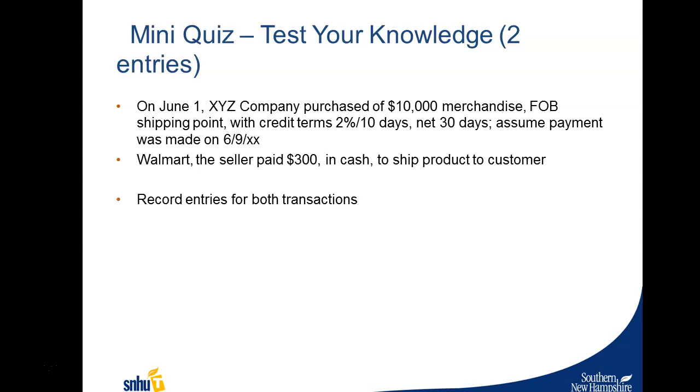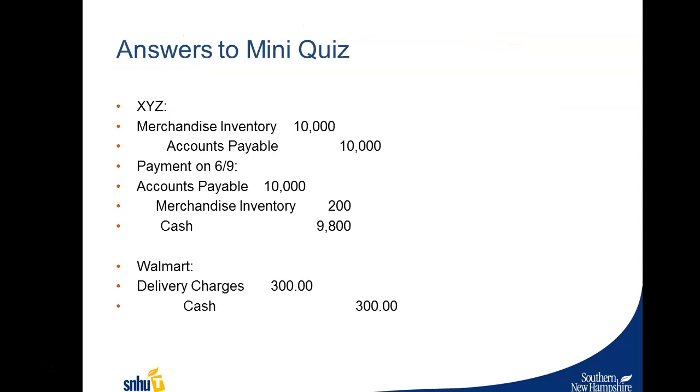Well, first you want to record your merchandise inventory, and you record an increase in your payable because you're not paying it. When you make the payment, however, you're going to remove your payable, remove the amount of cash that's in your bank account, and the difference, which is $200, is going to be a reduction in inventory. So when Walmart actually delivers the product to the customer, you're going to pay the delivery charges expense, and you're going to reduce cash.